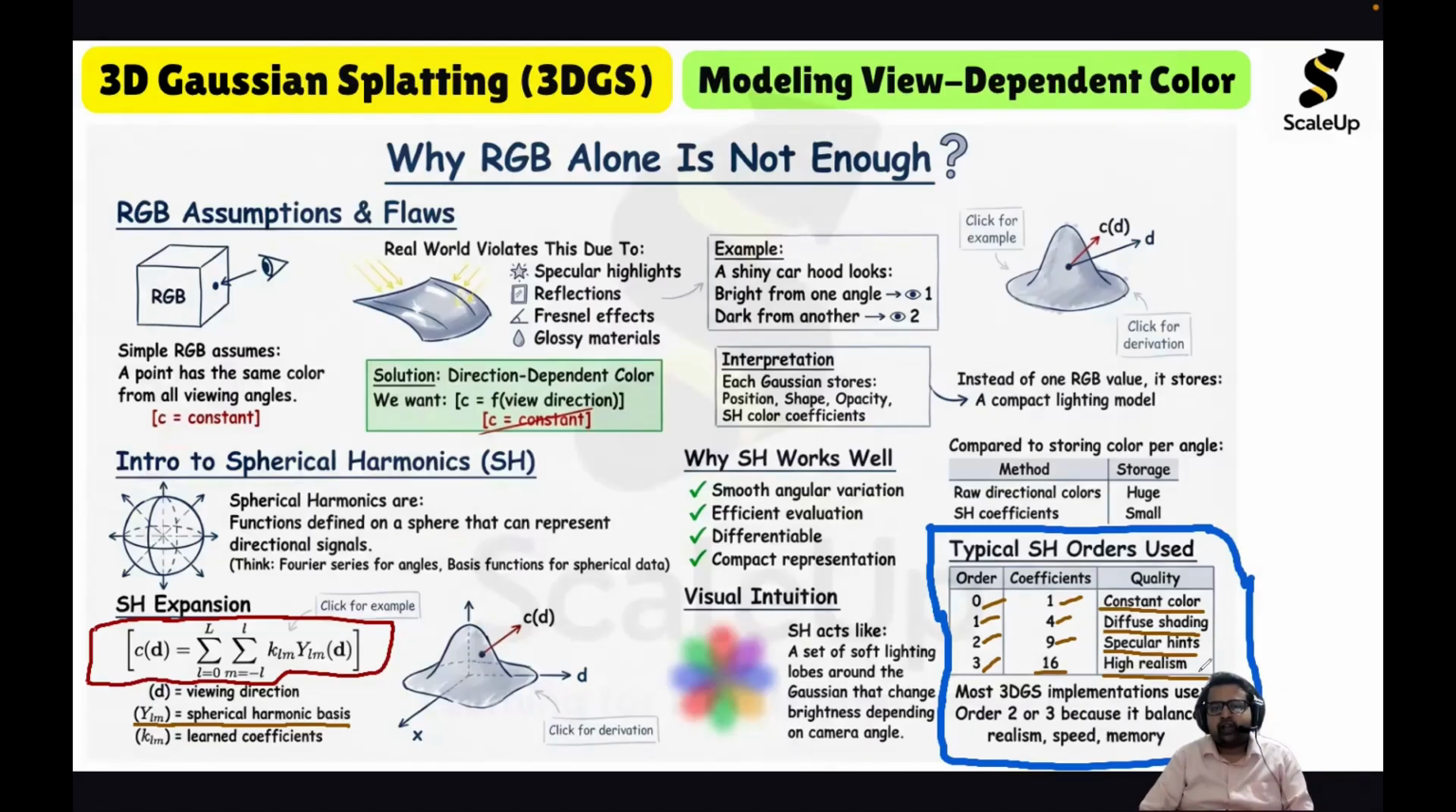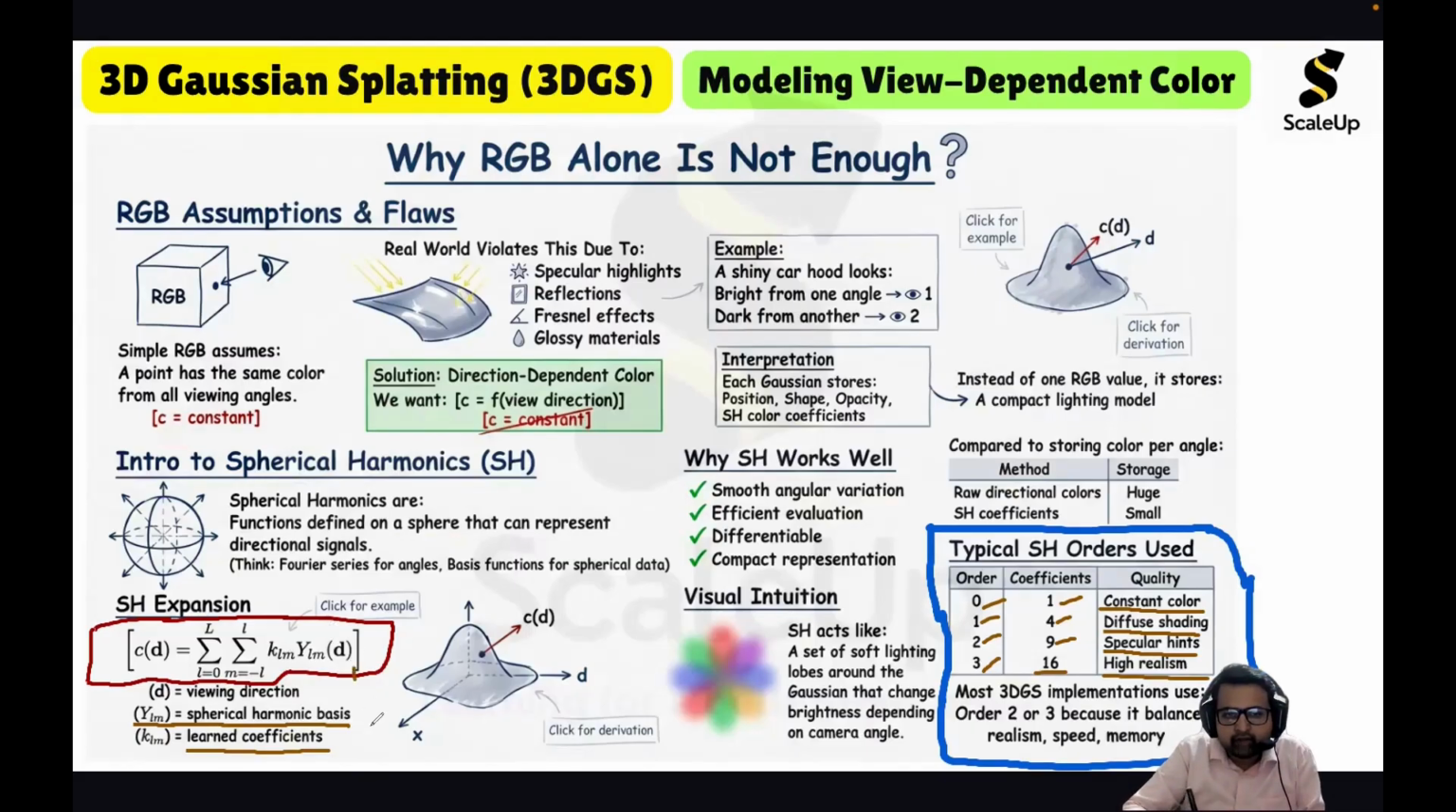Because we know that if the degree is 2, the coefficient count will be 9. So it will go 9 times, like for every coefficient. And this k_lm is the learned coefficients. Okay, so here m will be from minus small l to small l. So m is not the number of coefficients, rather this k will be the number of coefficients.